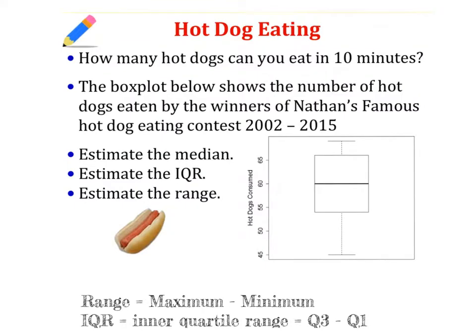Here's a box and whisker plot from Nathan's famous hot dog eating contest from 2002 to 2015. These are just the winners' scores. So the median right there is going to be right in the middle at 60. The range is going to be the highest minus the lowest, and the interquartile range, or the IQR, is going to be quartile 3 subtract quartile 1.